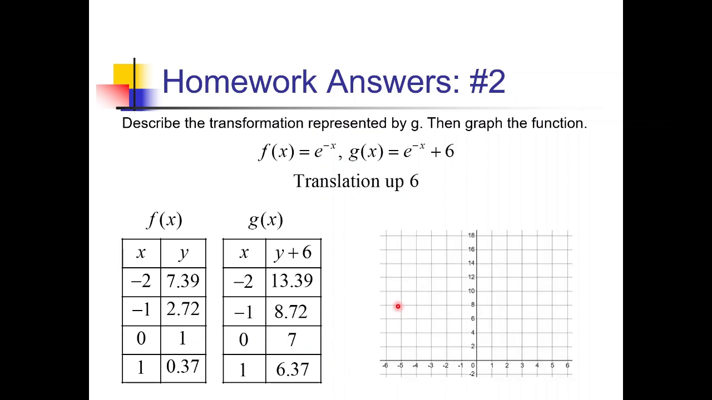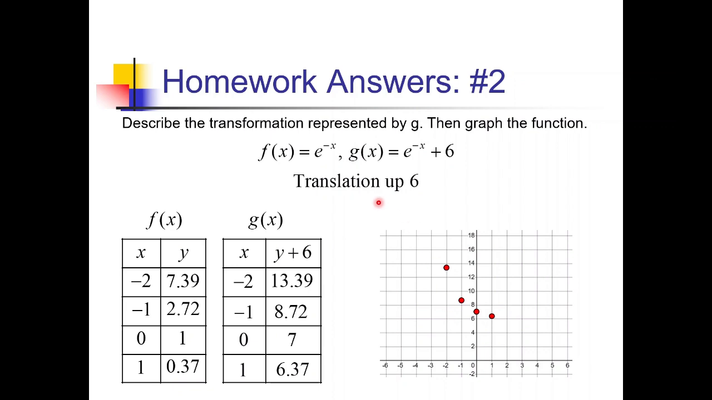All right, so let's graph these out. I'm going to go by 2's on my y values just to be able to get all the way up to 13.5 roughly. So we've got -2, 13.39. That's roughly in this area. -1, 8.7 is somewhere almost halfway. And then 0, 7 is right here. And then 1, 6.37 is somewhere over here.